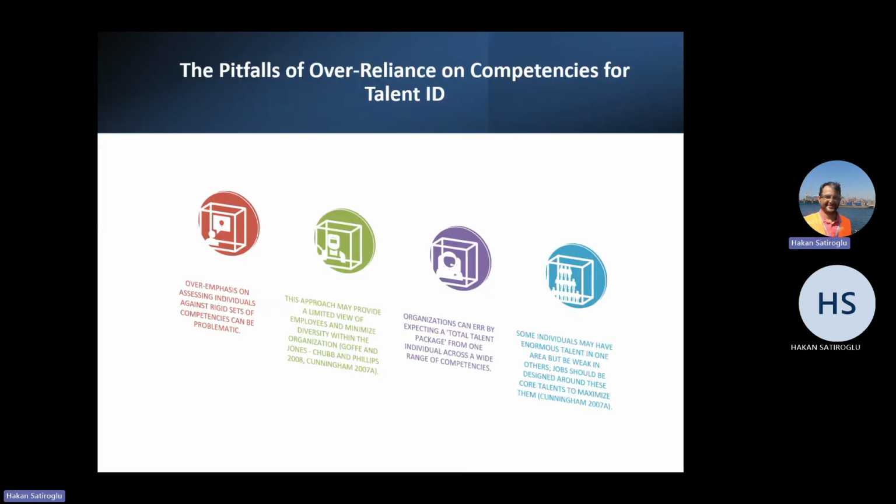So pitfalls. We always have to bring some pitfalls to our arguments. Counter arguments. We need to bring counter arguments to our points, because otherwise we are not academics, okay? So while competencies provide a valuable framework, so this is kind of a jump. Do you remember that OECD competencies framework? It is on this page in our textbook. I'm just going there.